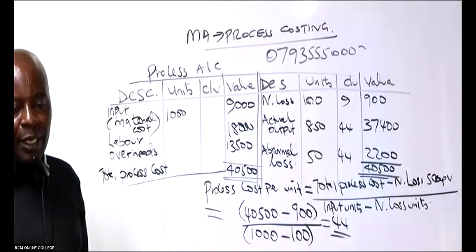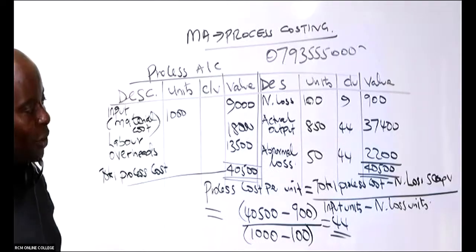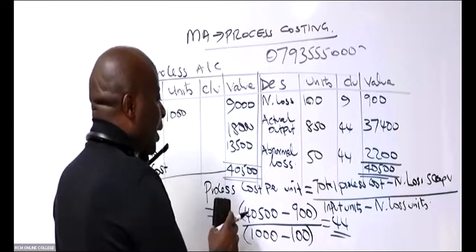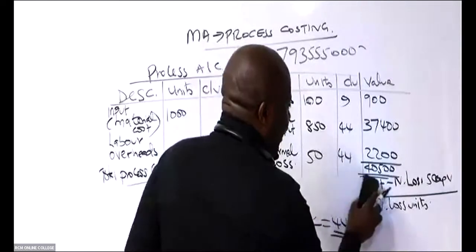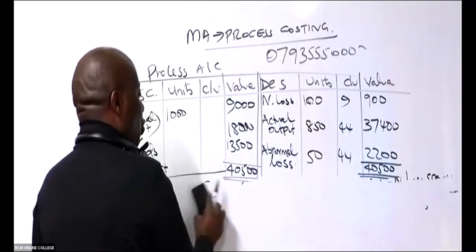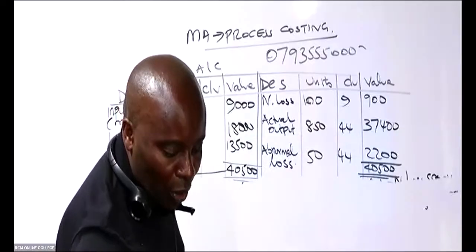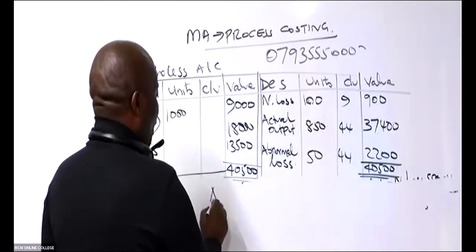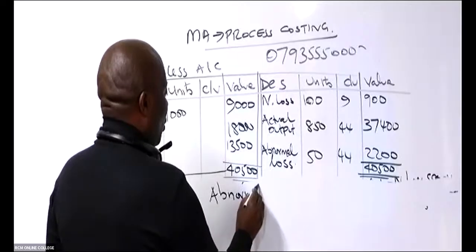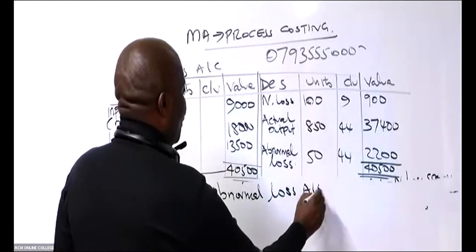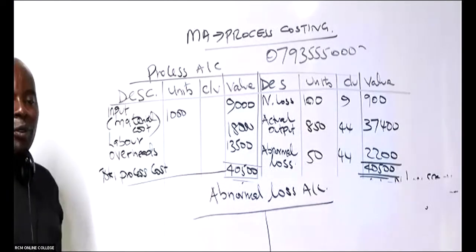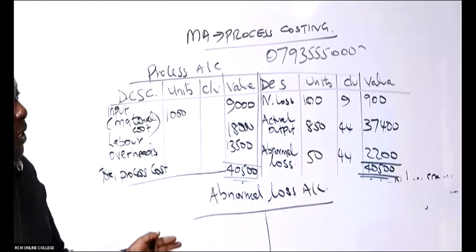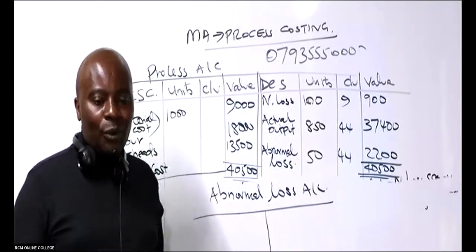Is that okay, ladies and gentlemen? Great, thank you so much. And then please, the examiner will always ask you to do an abnormal loss account. So this abnormal loss account is a very, very simple account. It's basically a losses account.